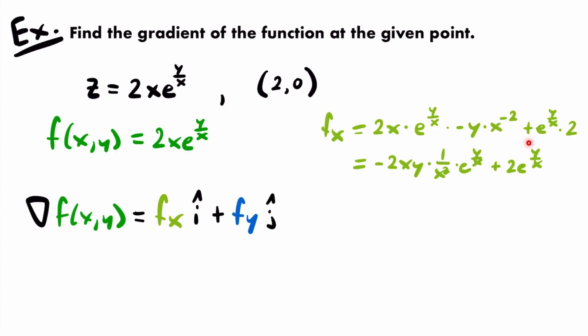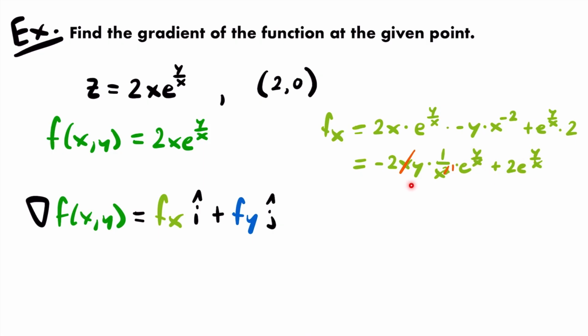Okay, and then of course this term is the same. I just put the 2 out front. Now over here, this x will cancel out with one of these x's. So this x is gone, and this becomes x to the first power. And then notice that these two terms have a common factor of e to the power of y divided by x right here and here. In fact, the common factor is 2 times e to the power of y divided by x.